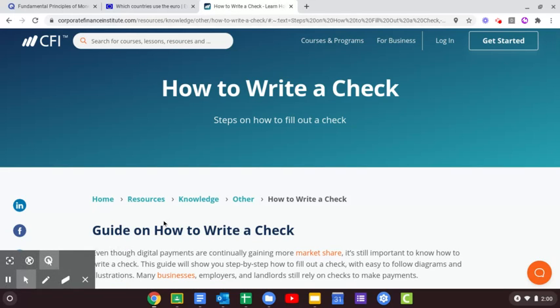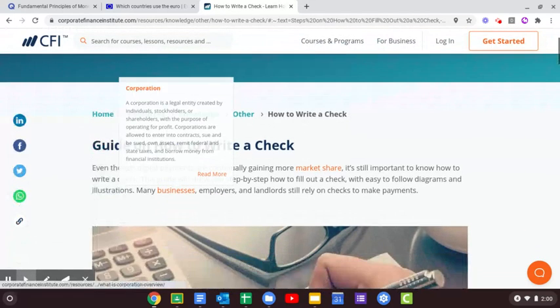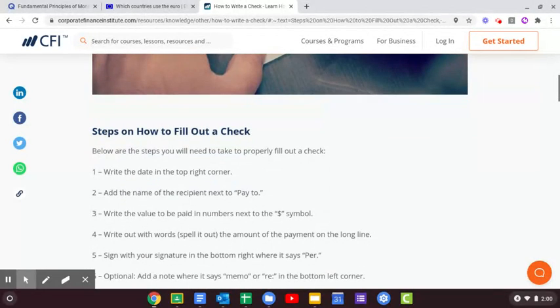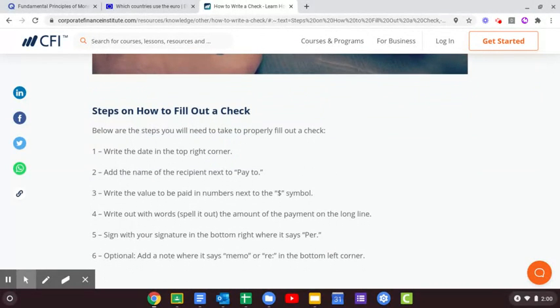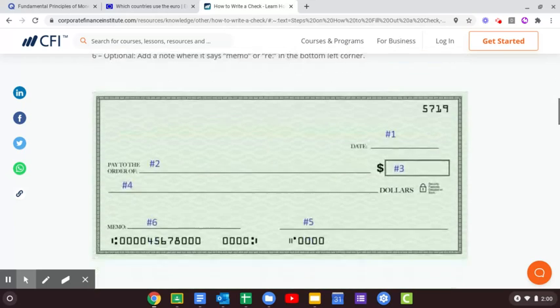All right, we're going to go with this one because they have a picture. I'm going to talk off the picture here. Steps on how to fill out a check: write the date, pay to, dollar sign. All right, looky there. We got a check.